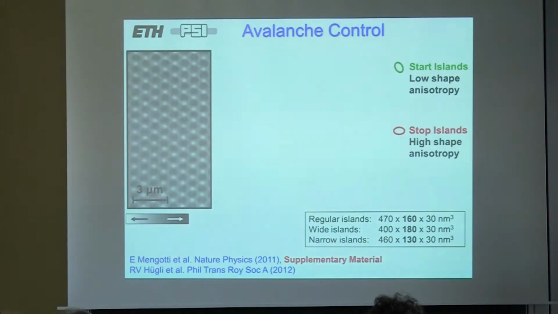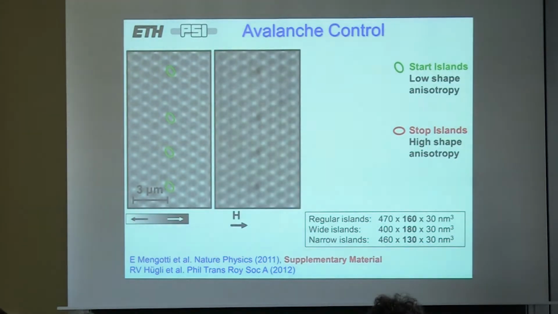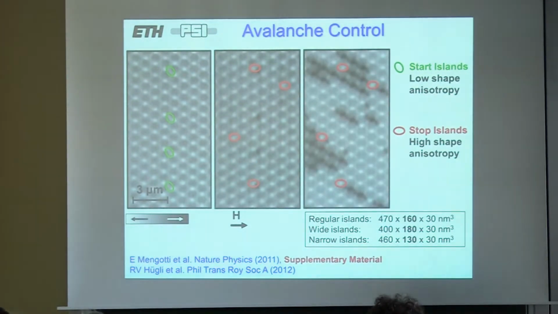So here is my array. Here are my start magnets. I apply a field. My avalanches start here. And here are my stop magnets. And when the avalanches spread, then they stop at these stop magnets. So this is a brief way to show that you can control what happens in these arrays by changing the shape of the magnets.